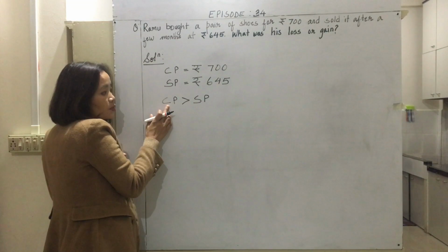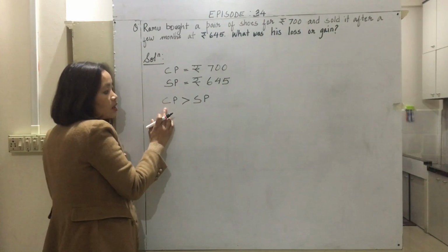Here CP is bigger than SP. That means we have a loss here.